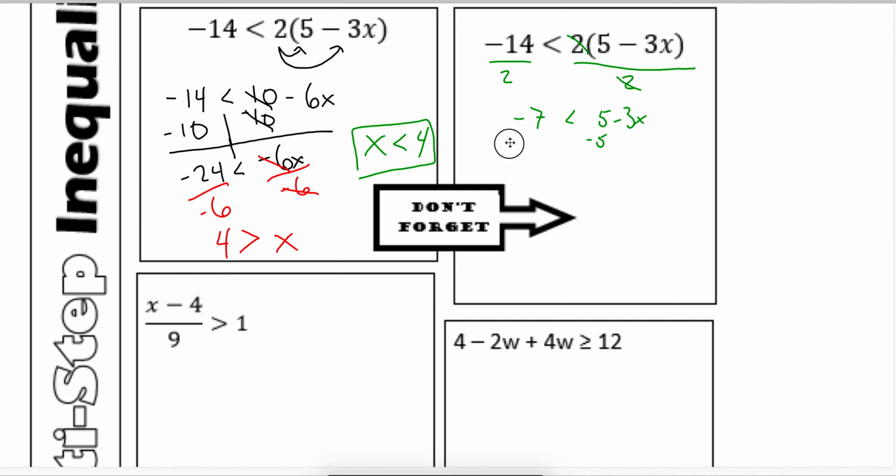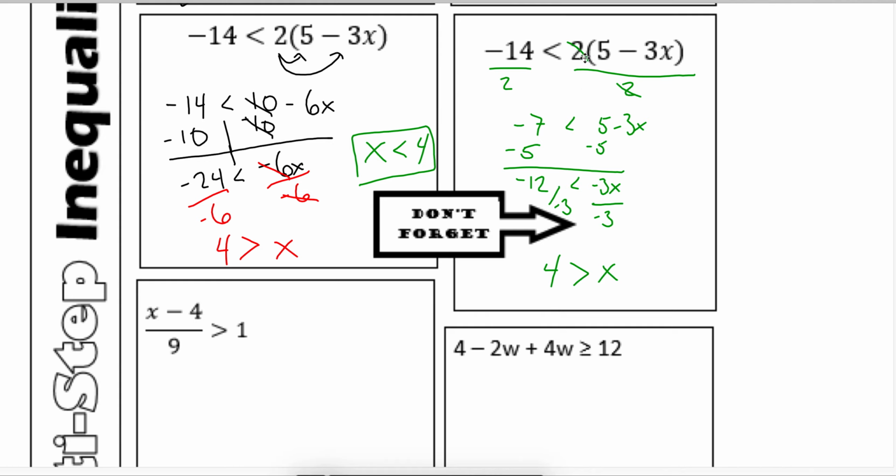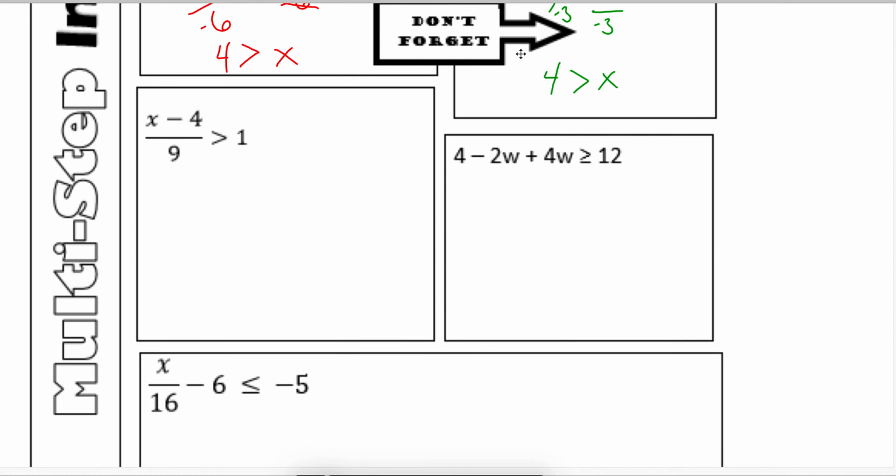We subtract 5 from both sides. Negative 7 minus 5 is negative 12, is less than negative 3x. Then we divide both sides by negative 3. Negative 12 divided by negative 3 is 4. And again, we divided by a negative, so we got to change our sign. Greater than x. Look at that. Same answer. 4 is greater than x. Don't forget, you can do that. Just be aware of when the numbers on the outside of the quantity divide evenly into the opposite side.